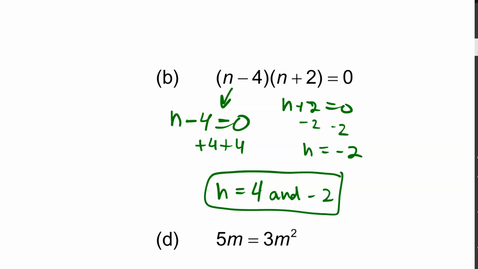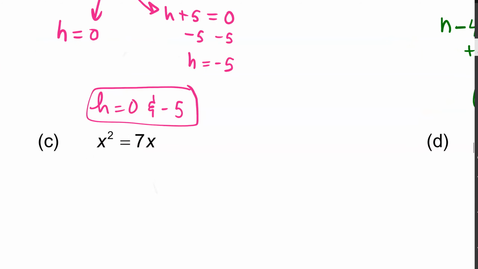I'm wanting the zeros. Okay, so for this next one, it's not equal to 0. So I need to get everything on the same side, so it is equal to 0. So I'm going to subtract 7x from both sides.